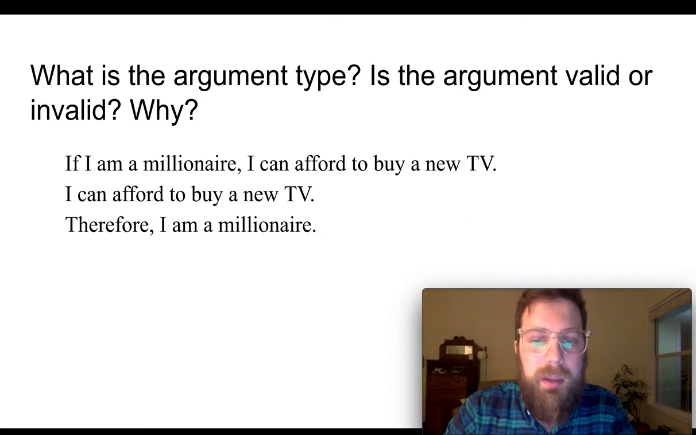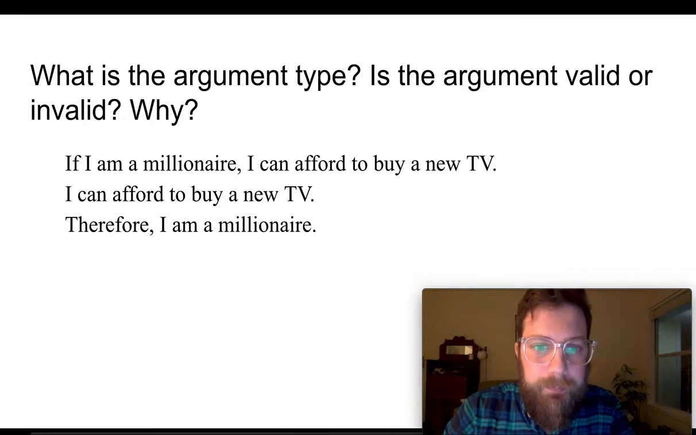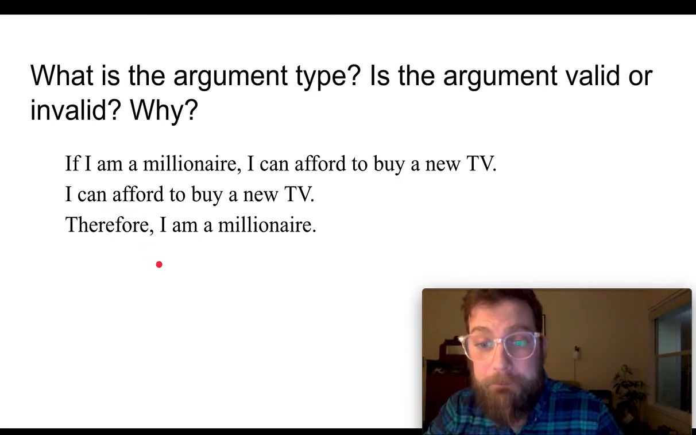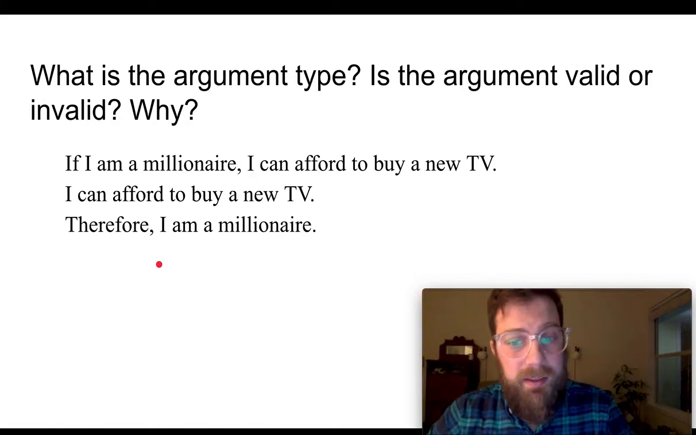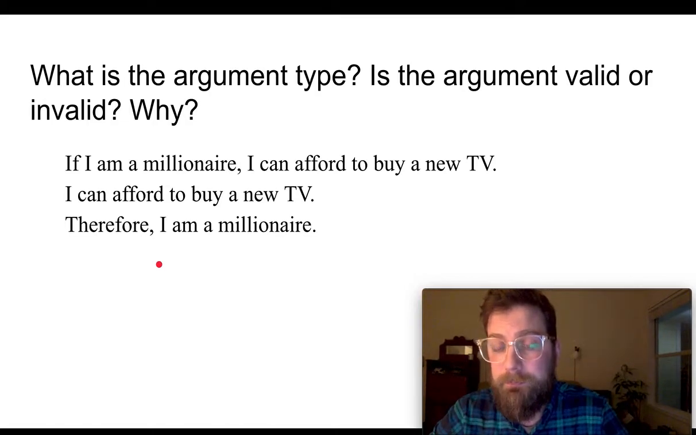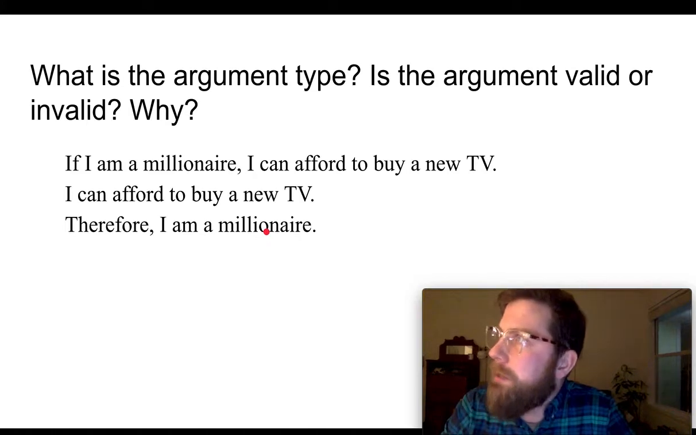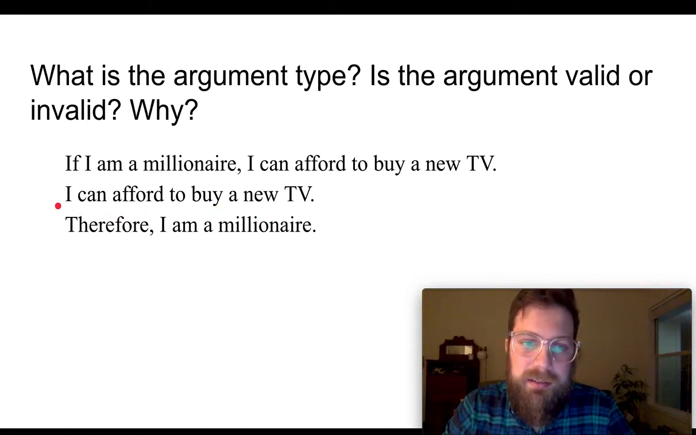So here's the first one. If I am a millionaire, I can afford to buy a new TV. I can afford to buy a new TV, therefore I'm a millionaire. So what do you think of that argument? Well, one thing that we can do is say, if P, then Q, that's our first statement. And then we have Q, therefore P. But that means that this is an instance of affirming the consequent, right? If P, then Q, Q, right?